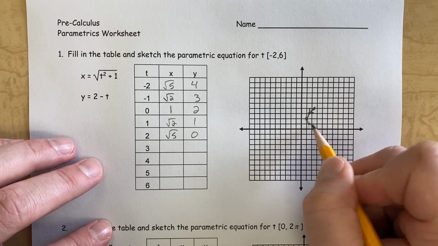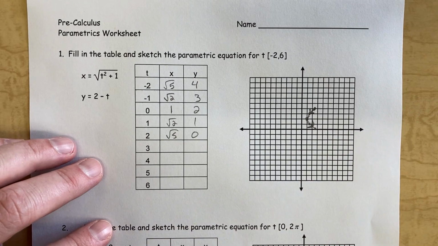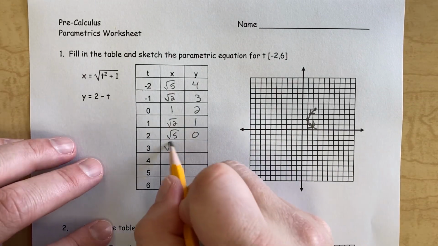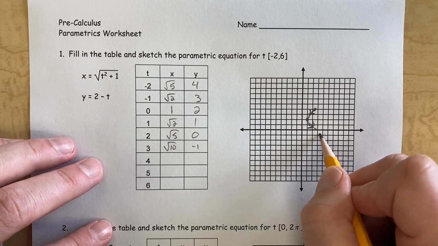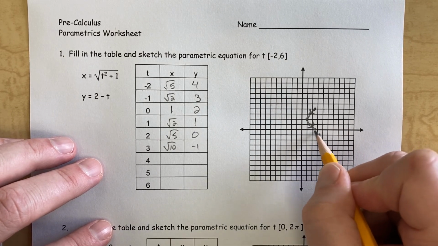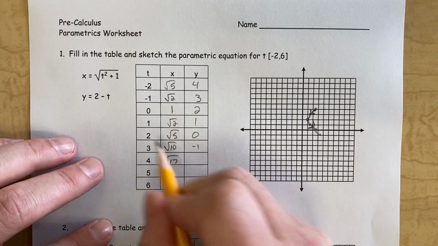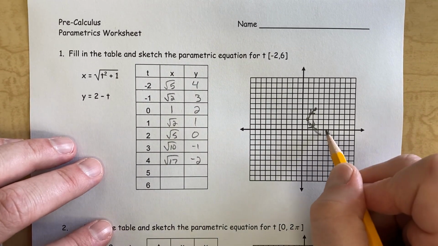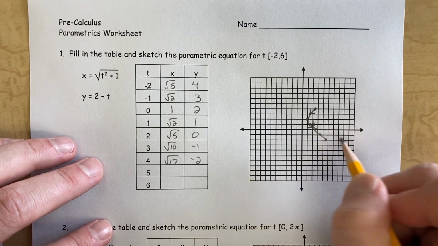So now we're going in this direction. Again, I'm going to put an arrow in to let people know that's how we're moving. If I put 3 in, I get square root of 10 and -1. Square root of 10 is a little bit bigger than 3. So now we're going this way. Put 4 in, I'm going to get square root of 17 and -2. That's a little bit bigger than 4. -2. So now we're going like that.